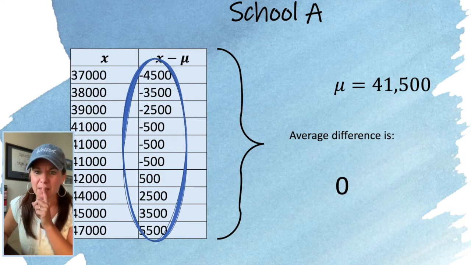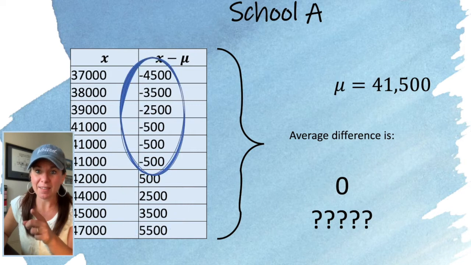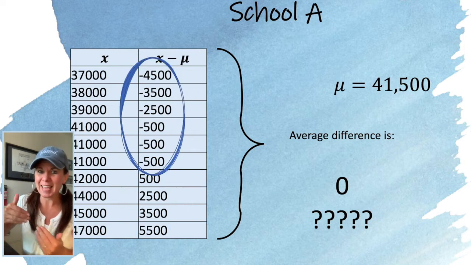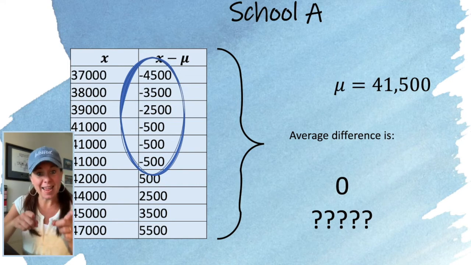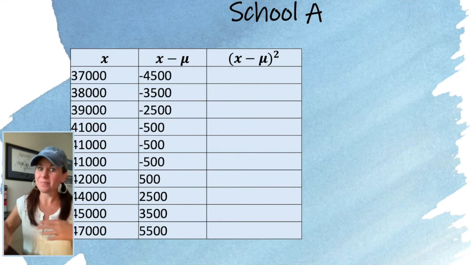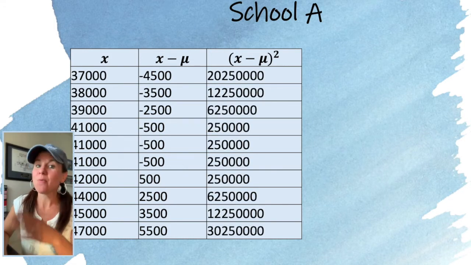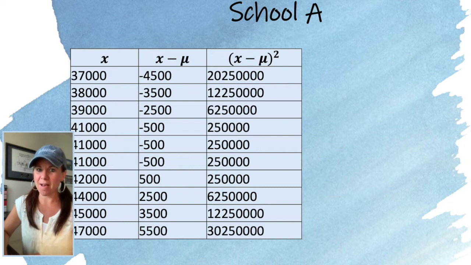Here's the thing. Some of them are positive and some of them are negative. And so those positive and negative numbers, they cancel each other out. So we have to deal with those negative numbers. Remember, a negative times a negative is a positive. So if we take each of those numbers and square them, all the negatives will go away. So we'll take x minus the mean, square all those numbers, okay? Now we can find an average because we have all positive numbers.